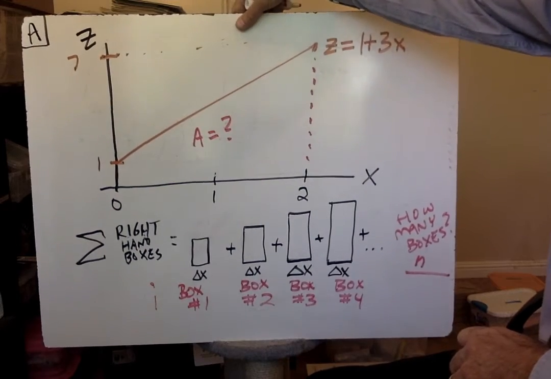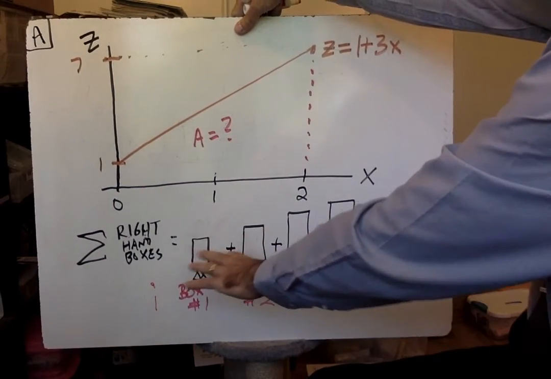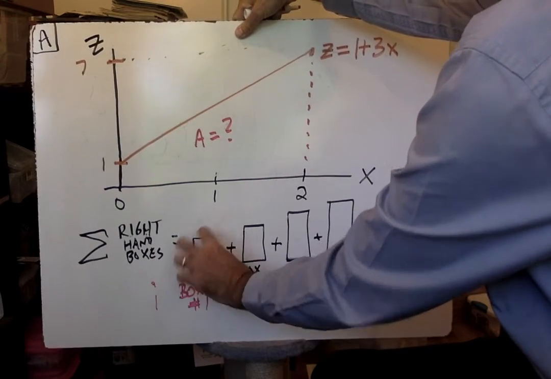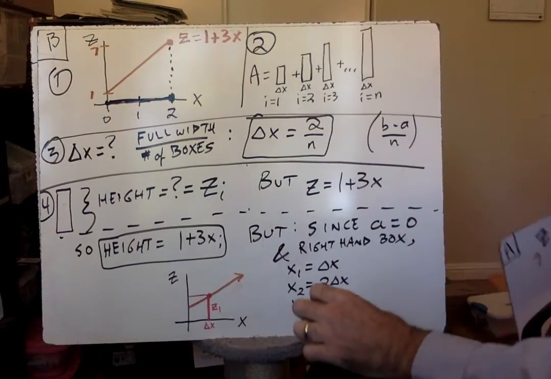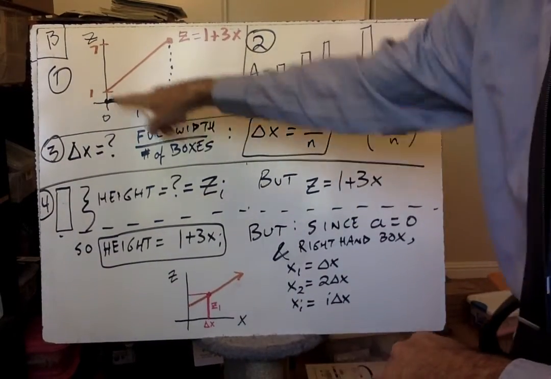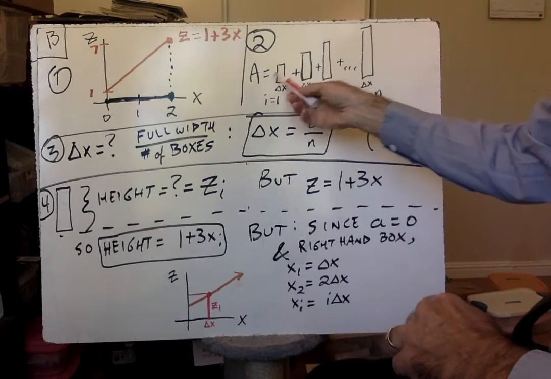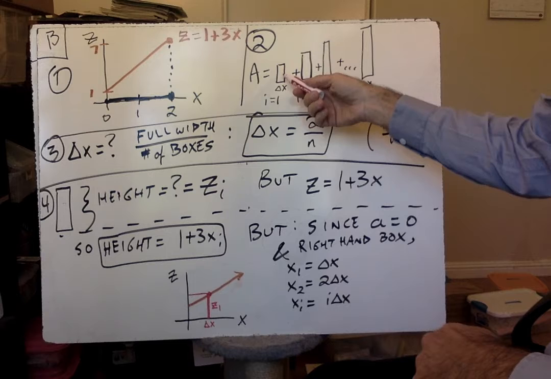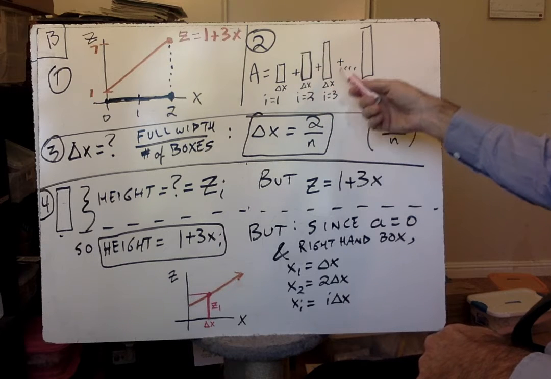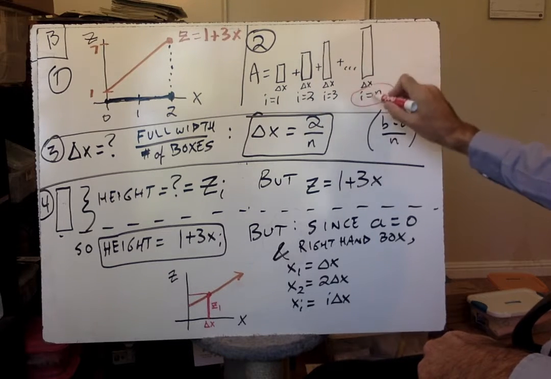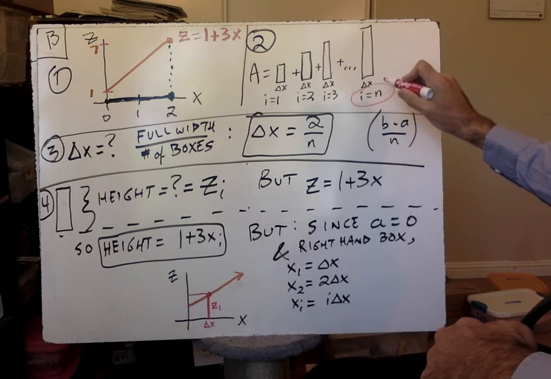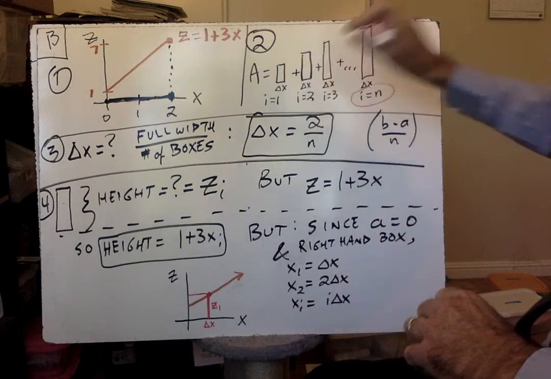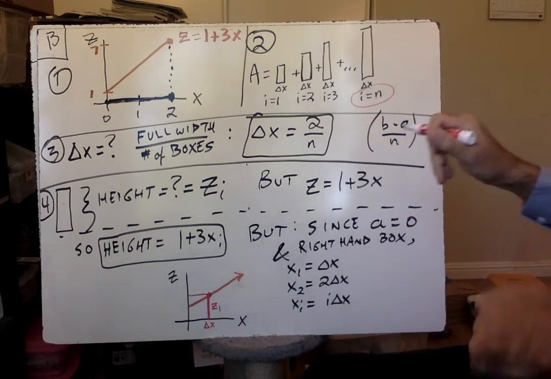All right, so let's see. That's the geometric setup of it, that you're summing a bunch of rectangles, and of course the area of a rectangle is its width times its height. Here's that graph again, and here are our boxes, and here's the letter i. i equals 1 for that box, i equals 2 for that box, and so forth. And the very last box has i equals n, as we said on the previous board. So now we have two things to deal with, the width and the height. We need to get them in the notation they use.